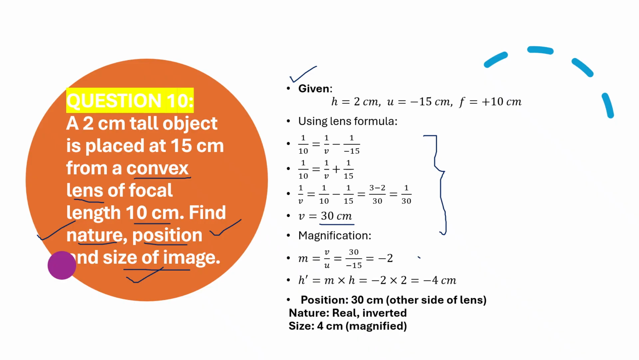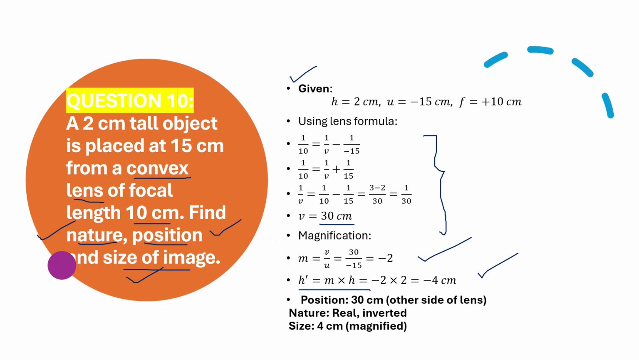Now what is the magnification? V upon U. Again, substituting the values, finding out H dash is equal to M into H. You will get minus 4 centimeter. That is the size. When you have to find the size, you have to use this particular formula.